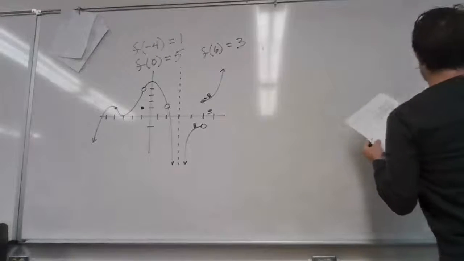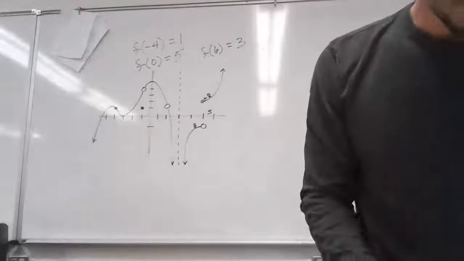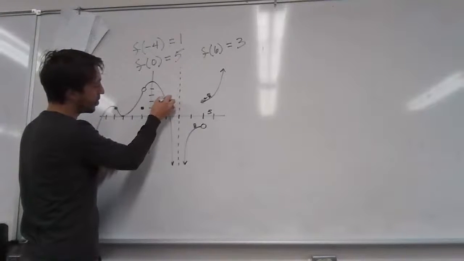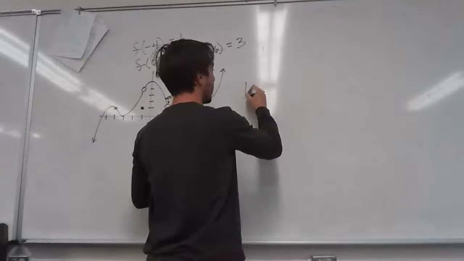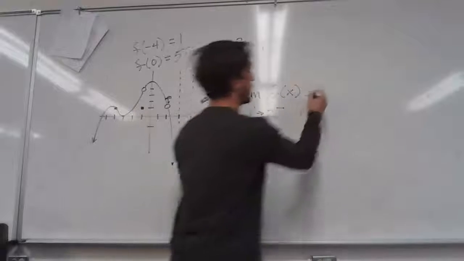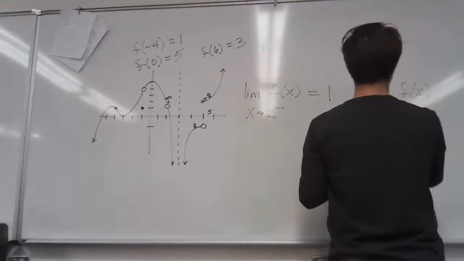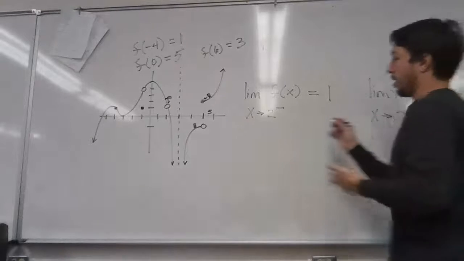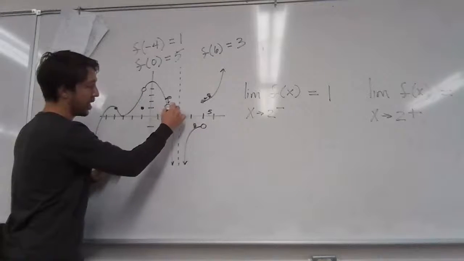Now let's compare that to what's happening when x is 2. Direct your attention over here. Let's say I'm approaching 2 from the left-hand side. What y values am I getting close to? 1. So the limit of the function as x approaches 2 from the left is 1. How about the limit as x approaches 2 from the right? Wouldn't it just be 1? Same thing, right?